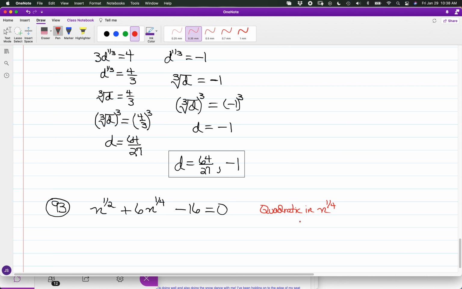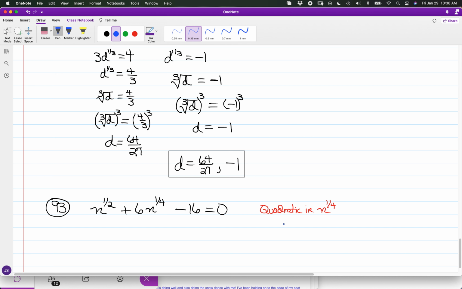So this equation is quadratic in terms of n to the 1/4. Just as something analogous, I have n to the 1/2, like n squared or x squared, however you do it. I'm going to match the letters here. If I have n squared plus 6n minus 16 equal to 0, then for the factors I have n plus 8 and n minus 2 equal to 0.